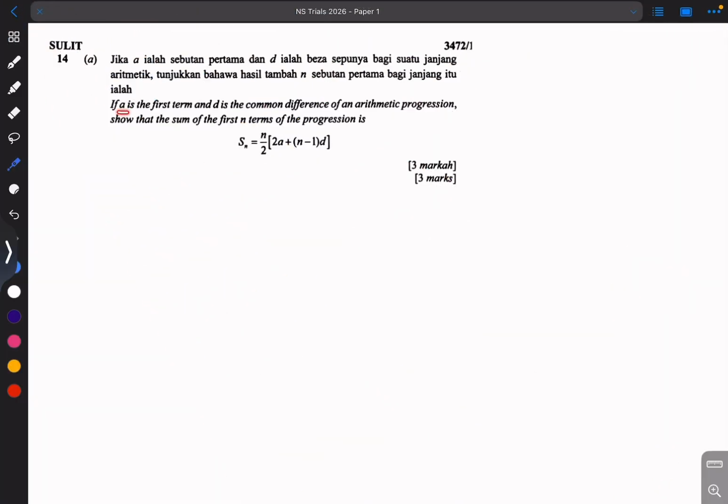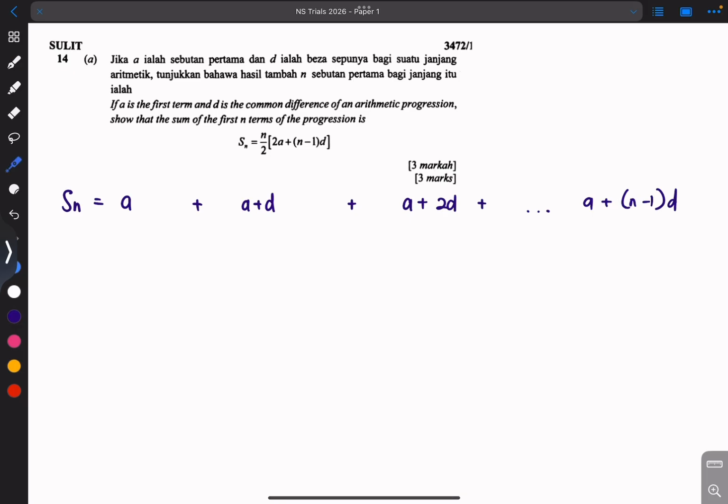14a. If a is the first term and d is the common difference, show that the sum of first n terms is this. So they want us to prove this formula. This is the sum of arithmetic progression. Alright, so what we can do first is we can list down the S_n. So the first term until the last term, we can add. So the first term of an arithmetic progression would be a. The second term would be a plus d. The third term would be a plus 2d. And then the last term would be a plus (n minus 1)d.